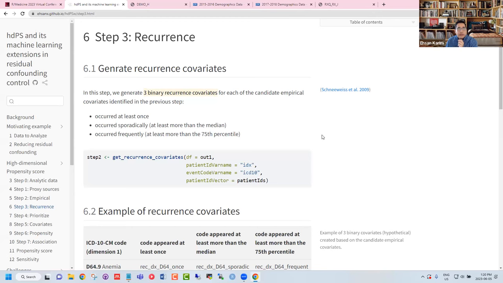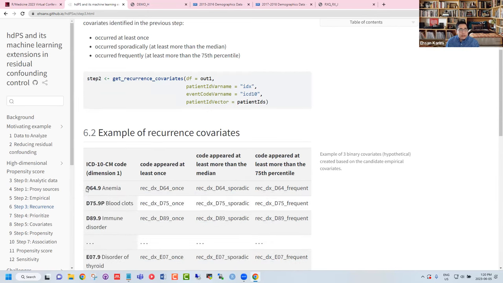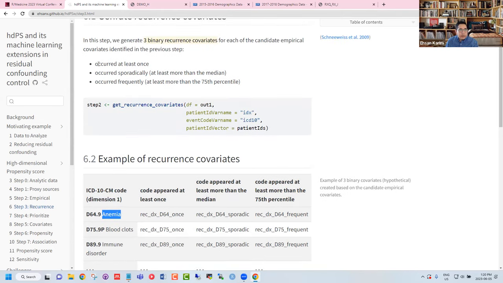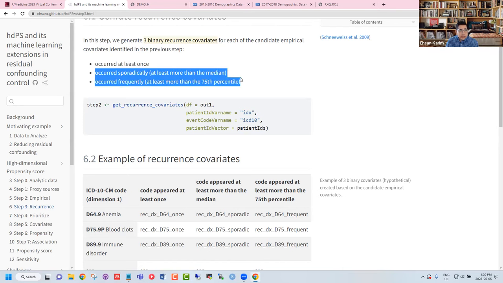All right. So in the third step, we create binary variables out of those frequencies and out of those ICD codes. Say, for example, D63.9 was the original ICD code, and that is a code for anemia, right? We convert that code into three different codes, determined based on whether that code occurred only once in the data, or whether the code occurs sporadically for that particular patient, or whether that code occurs frequently for that patient.